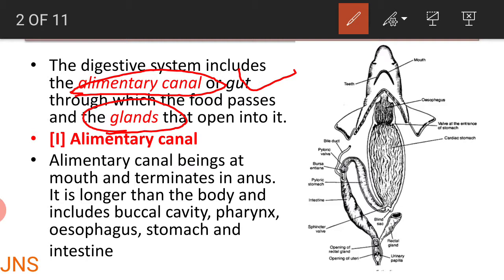So what is the alimentary canal? Alimentary canal begins at the mouth and terminates into the anus. So in the case of Scoliodon, the digestive system is complete, which starts at the mouth and ends in the anus, and all remaining parts like buccal cavity, pharynx, esophagus, stomach and intestines are also present in the alimentary canal of the Scoliodon. It is longer than the body. The overall length of the alimentary canal is long as compared to the body length, and all these parts are present in the case of Scoliodon.